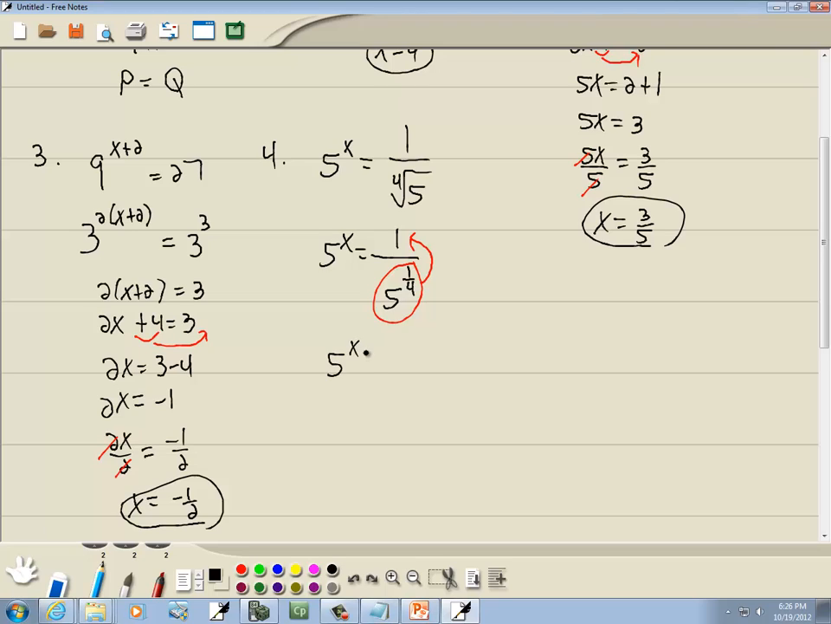Remember, when you move anything opposite of where it's at in a fraction, the sign of the exponent changes. So 5 to the +1/4, when I take it up on top, becomes 5 to the -1/4. Well, now they're both 5 to a power, so I can set the exponents equal to each other. So I've got x equals -1/4.